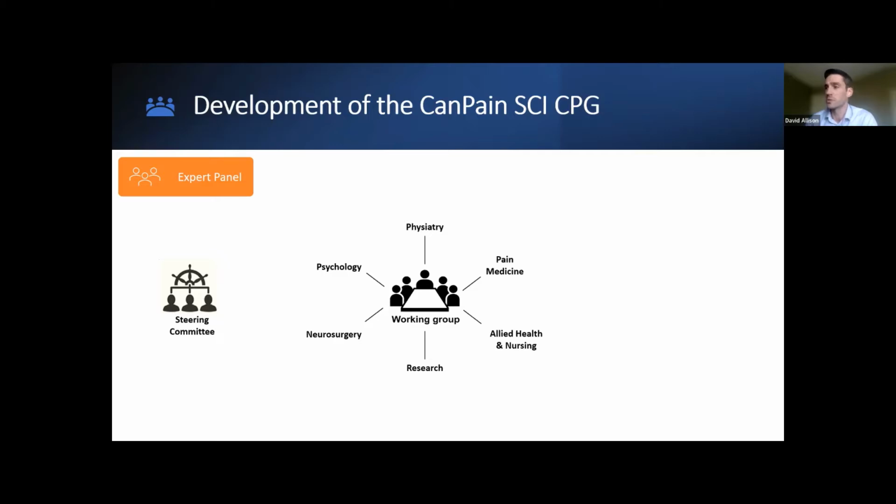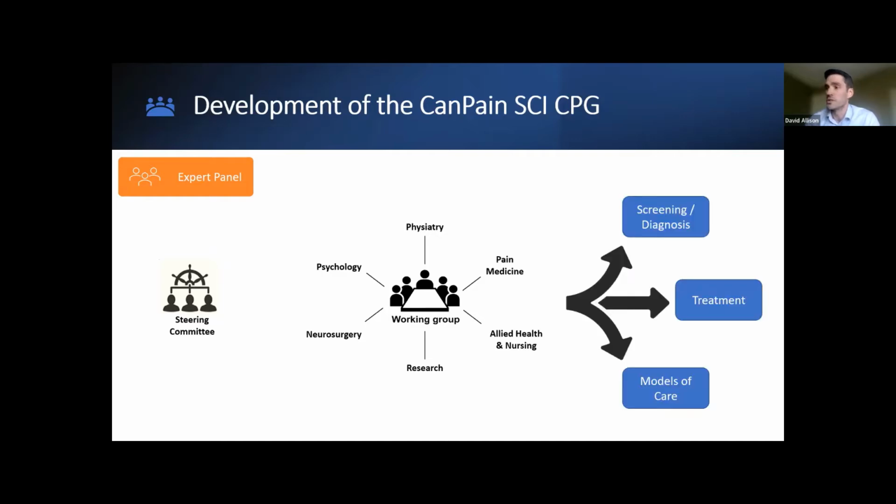This working group is composed of international experts that specialize in pain after spinal cord injury. They come from a variety of disciplines: physiatry, psychology, neurosurgery, research, allied health and nursing, and pain medicine. These individuals were taken in based on their area of expertise as well as logistical factors, and were split into one of 3 groups. Either they focused on developing recommendations for screening and diagnosis, recommendations for treatments, or recommendations for models of care.